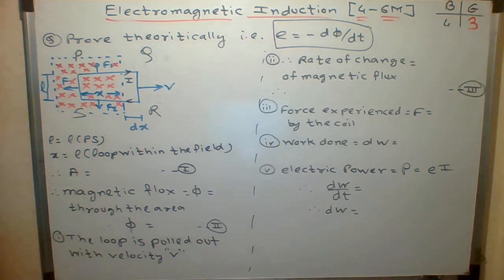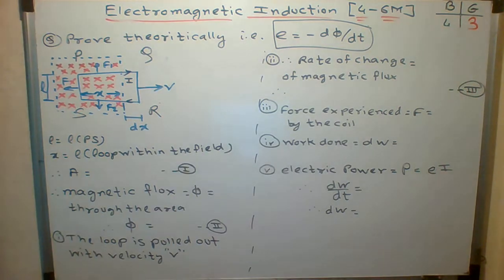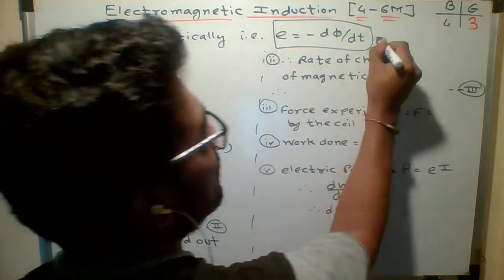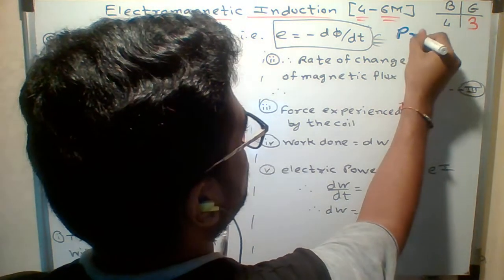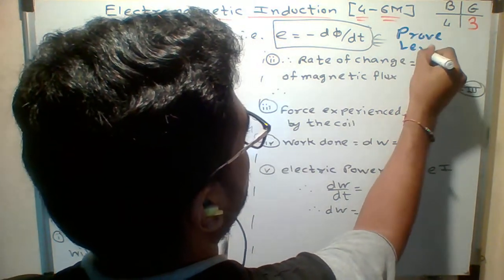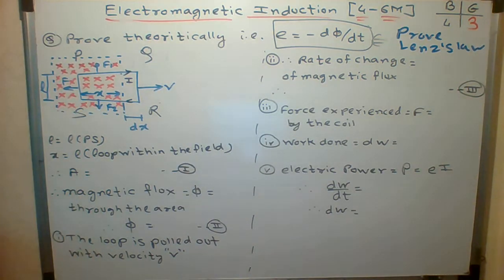Students, now we are going to prove theoretically E equals minus d phi by dt. In the other question, they will say prove Lenz's law. They can ask like this: prove Lenz's law. Okay, Lenz's law. Now you know what Lenz's law is. E is minus d phi by dt.